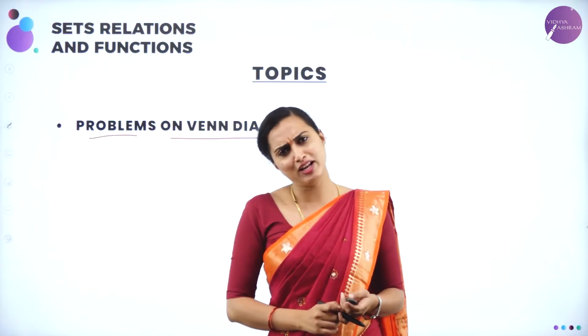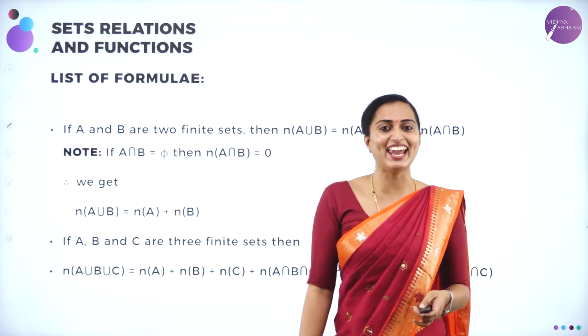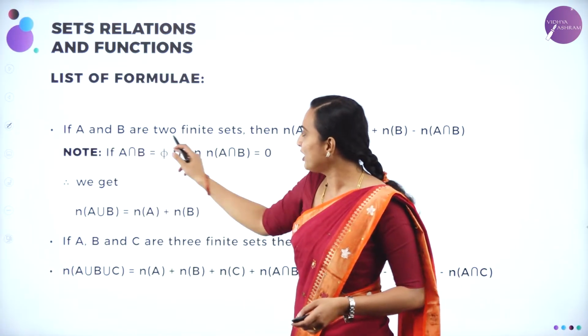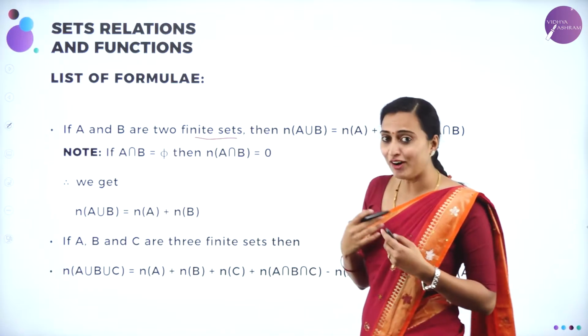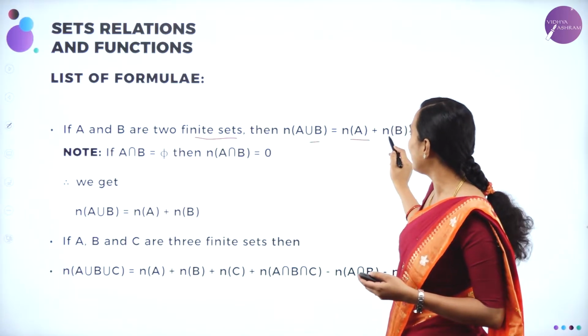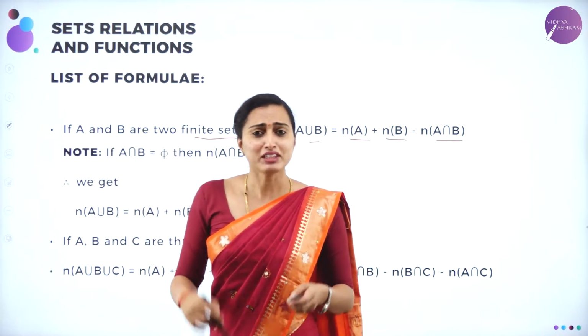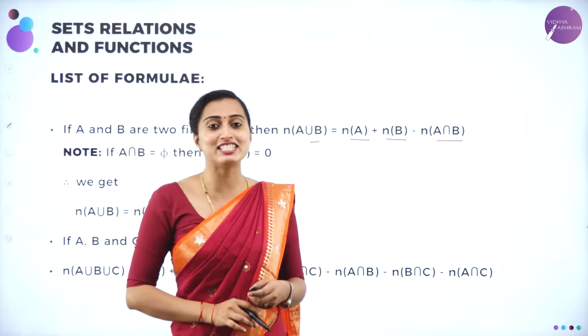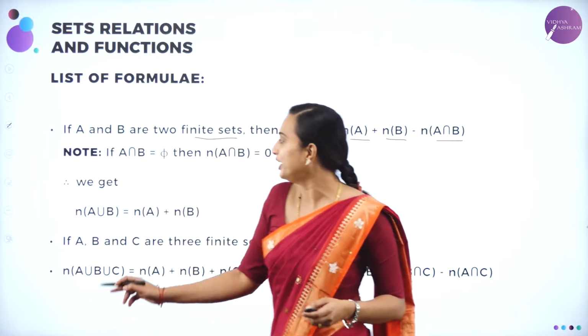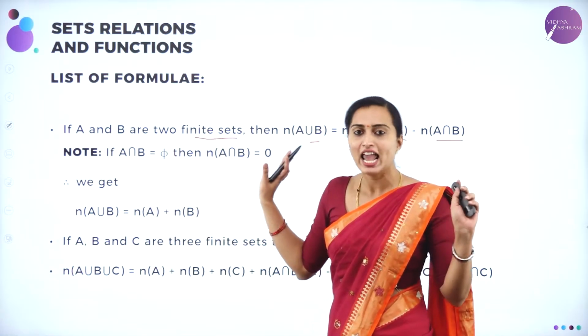Ma'am, what are all the formulae? We forgot, ma'am. Don't worry, dears. Here we have the list of the formulae again. If A and B are two finite sets, then n of A union B is equal to n of A plus n of B minus n of A intersection B. If n of A intersection B is 0, that means the empty set, n of A union B will be equal to n of A plus n of B.